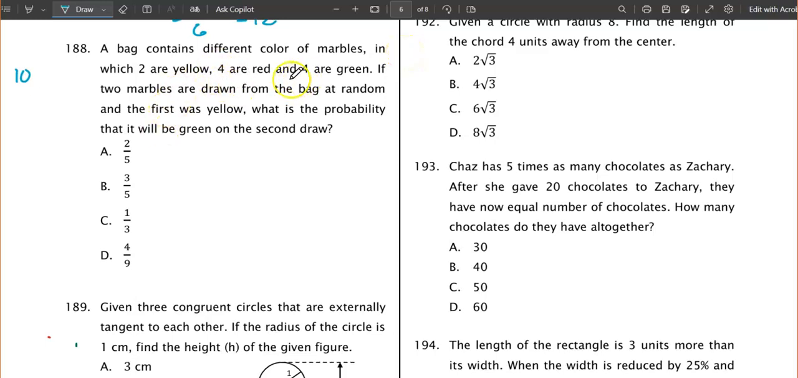So there are how many greens in our bag? There are 4. Out of how many marbles? There are only 9, right? Because again, we already took a yellow marble. So 10 minus 1 is actually 9. So the probability will be 4 over 9. That is letter D in the choices.